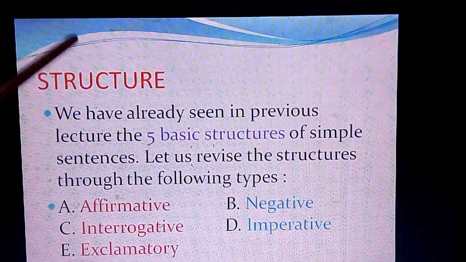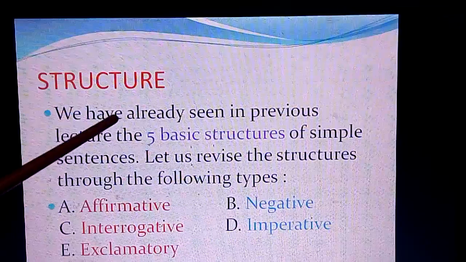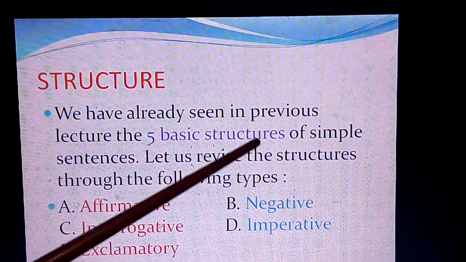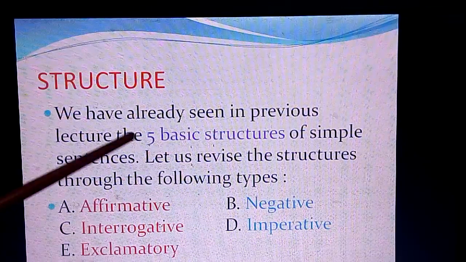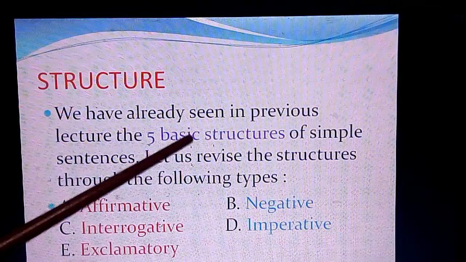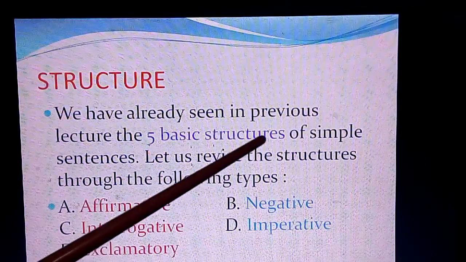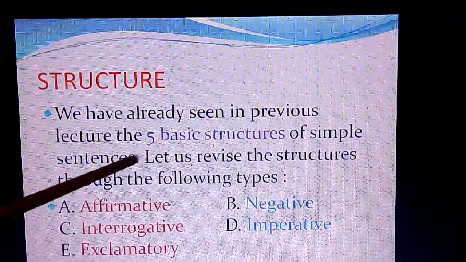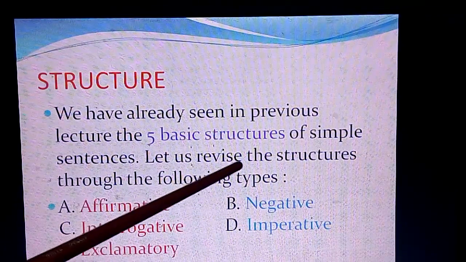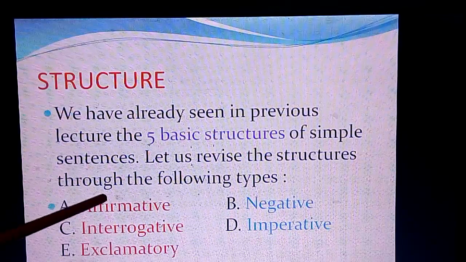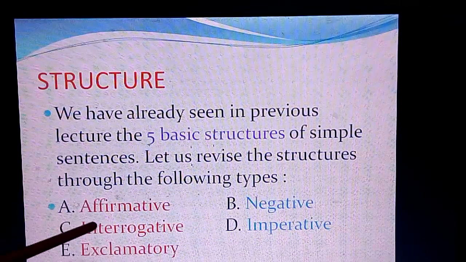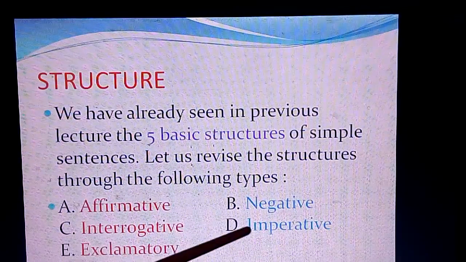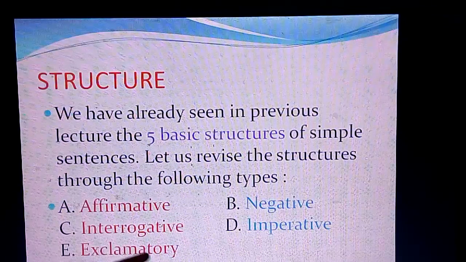Let us go ahead with the structure. We have already seen in the previous lecture the 5 basic structures. Those of you who have seen my previous lectures on YouTube can very well understand the structural approach to sentence making of simple sentences. Let us revise the structures through the following types: A. Affirmative. B. Negative. C. Interrogative. D. Imperative. E. Exclamatory sentence.